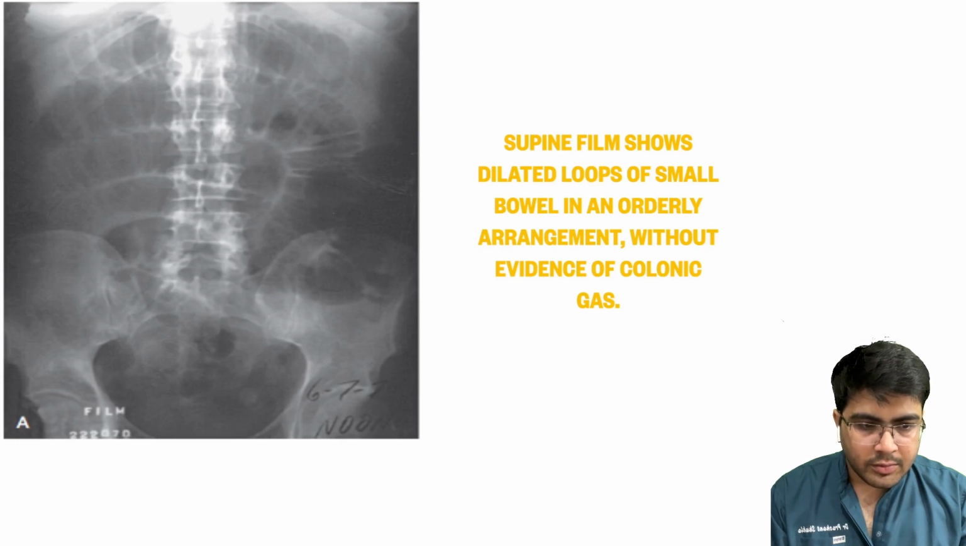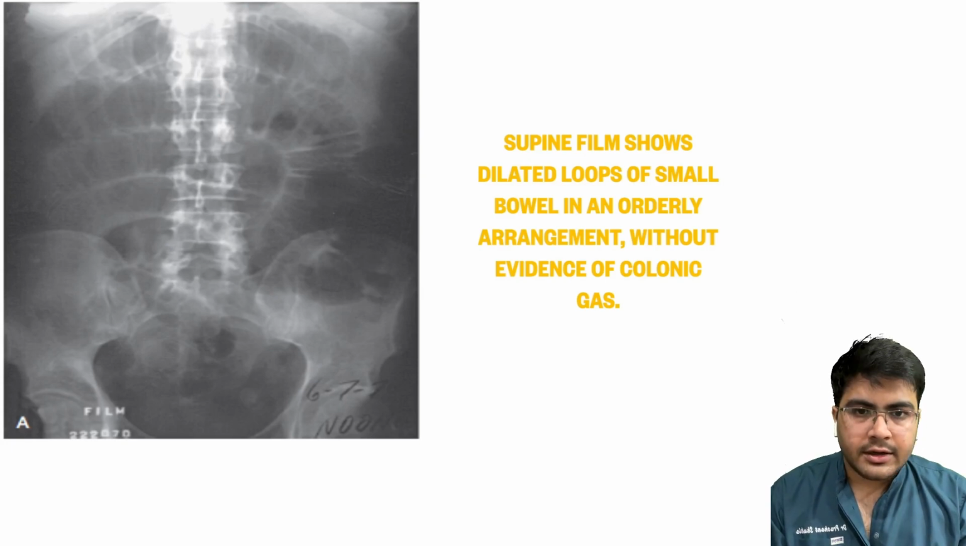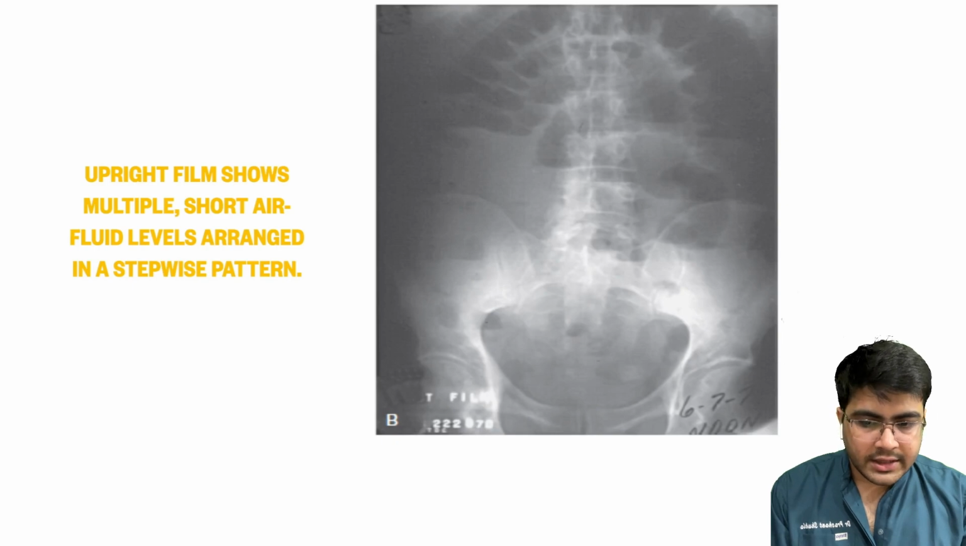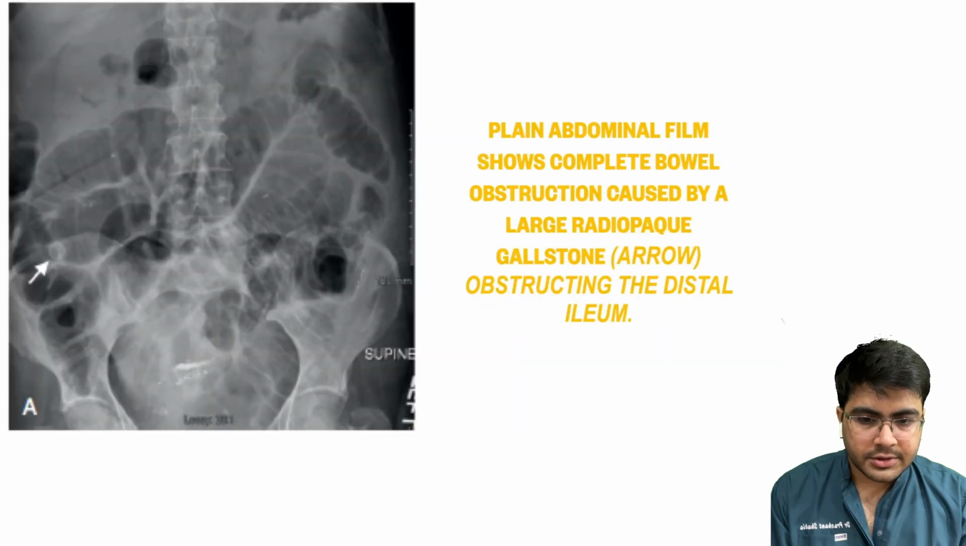Here you can again see there are dilated loops of small bowel in an orderly arrangement without evidence of colonic gas. This is a supine film, and through this there should not be any adhesion on the management of the patient. So the next day, the same patient when got upright film, the multiple short air fluid levels arranged in a stepwise pattern were seen, and this was diagnosed as small bowel obstruction.